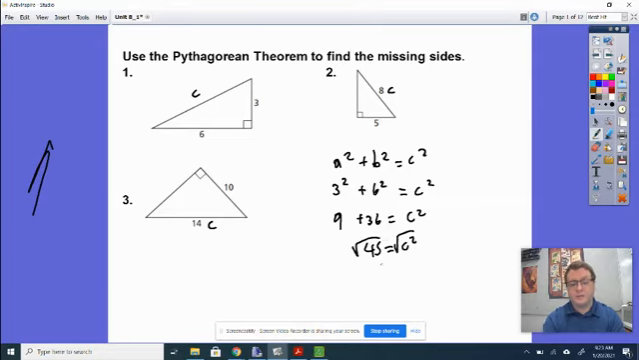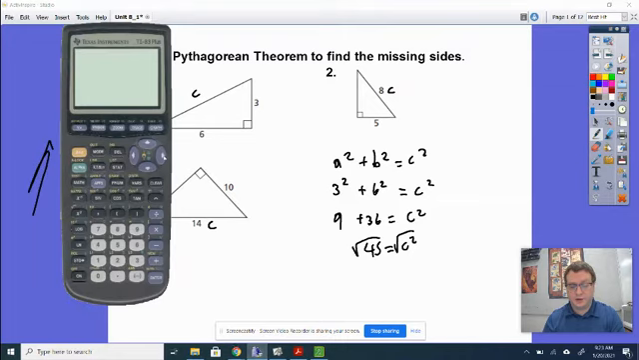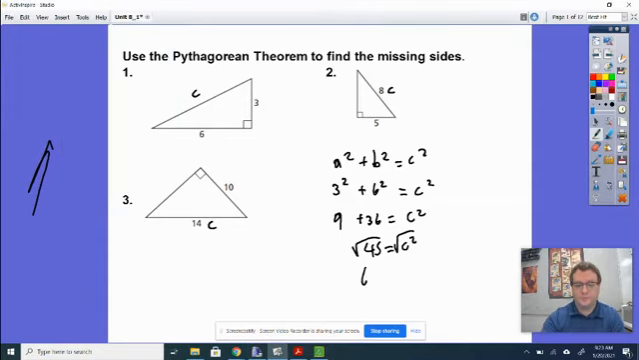Then the square root of 45 is going to be about 6.7. Okay, and that answer makes a lot more sense. It's still the longest side. It's a little bit longer than one of the sides, but that's okay because the other side is fairly short. But again, 6.7 makes a lot more sense than 45.